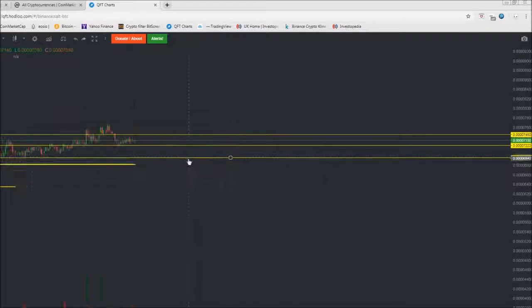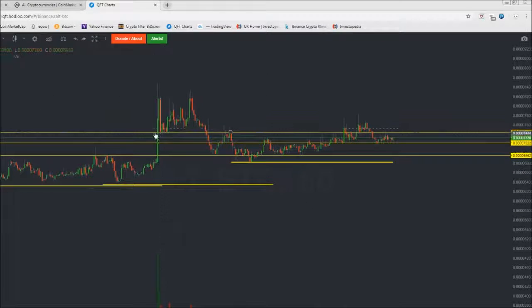Also in the nearer term, we have the same here. We have a strong support level there. We broke through there and it became a resistance level, and then just recently, again, we broke through and it became a resistance level before we dropped back down again.